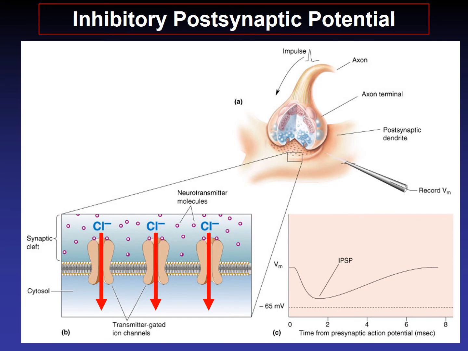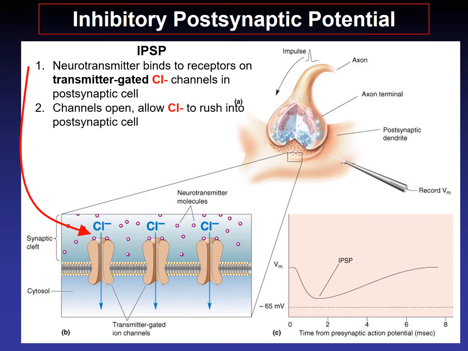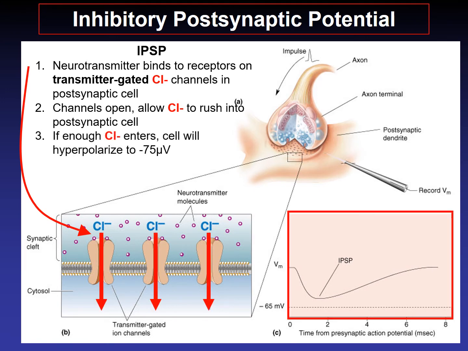Now the inhibitory postsynaptic potential, forgive me, I notice up here at top I have excitatory. I will change that to inhibitory. In the case of an inhibitory postsynaptic potential, we can call that an IPSP. Neurotransmitter binds to the receptors on transmitter-gated chloride channels, in this case. The channels open and allow chloride to rush into the postsynaptic cell. And if enough chloride enters, the cell will hyperpolarize to -75 microvolts.